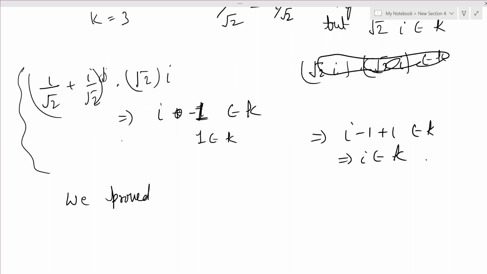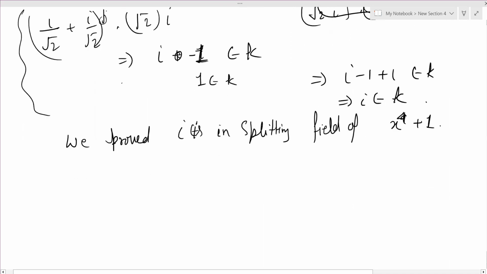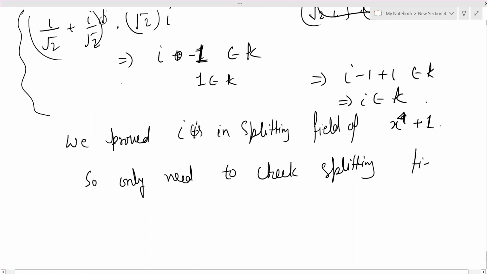Yes sir. So we proved that ι belongs to, ι is in the splitting field of x to the power 4 plus 1. So we only need to check the splitting field of x to the power 4 plus 1.